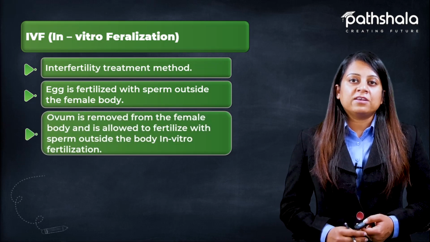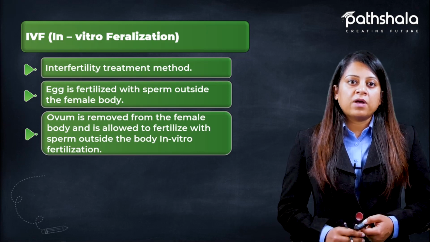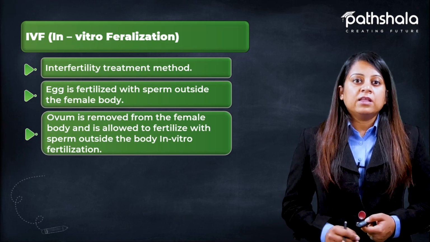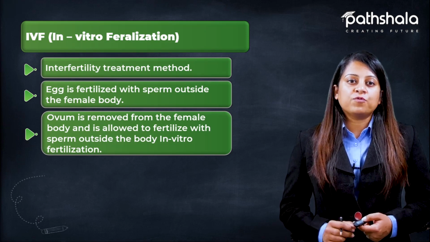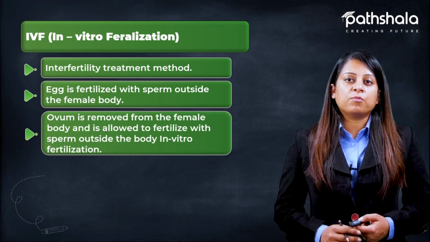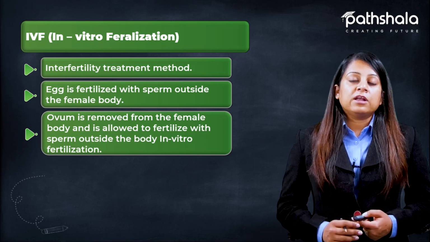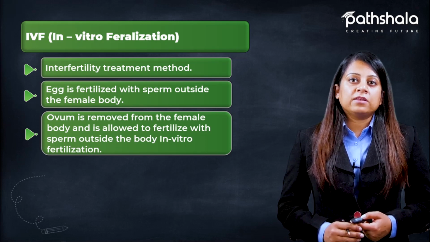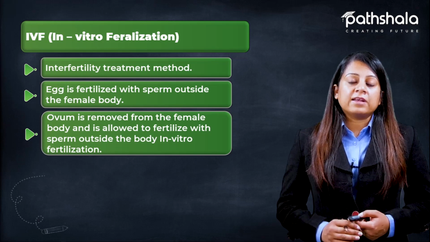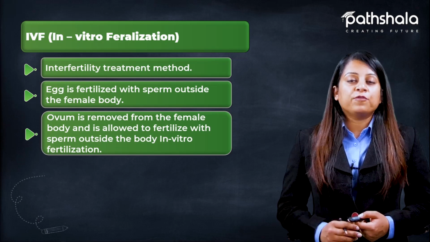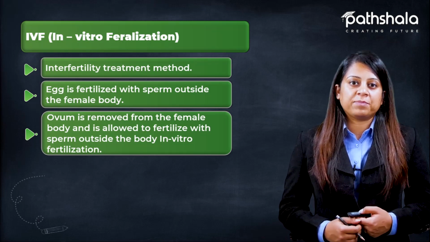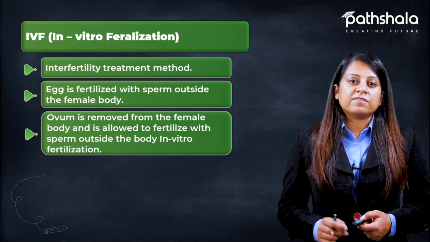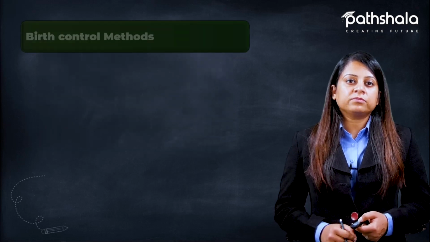This is an infertility treatment method where the egg is fertilized with sperm outside the female body. The ovum is removed from the female body and is allowed to fertilize with sperm outside the body. After it develops into the embryo, it is implanted again in the female body, where the further stages of reproduction take place. This process is known as in vitro fertilization.